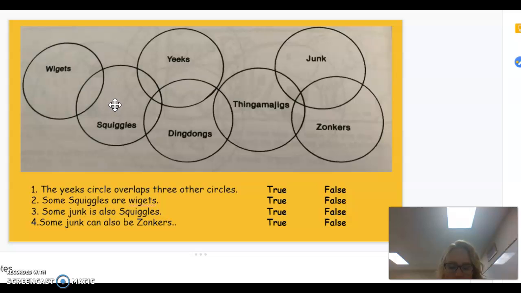So you need to decide what the answer for this is and all of the rest of them on your assignment. So good luck with your logic diagrams.